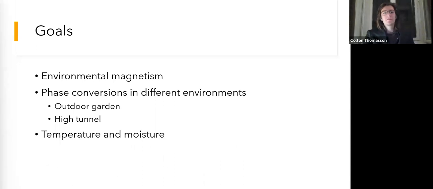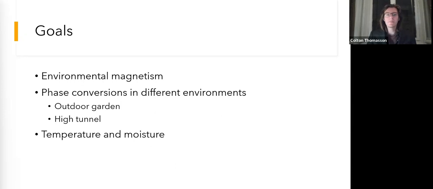Now, as for the goals of this project, we didn't begin this research with a specific goal in mind. More so, our goals were to explore fundamental environmental magnetism. We did have some ideas as to what we were going to look for, though, namely how different environmental conditions would affect phase conversions in our iron oxides. To do this, I'll give a brief overview of our project. Basically, we mixed 5 different iron oxides into plant beds that would be subjected to different conditions, primarily temperature and moisture differences.